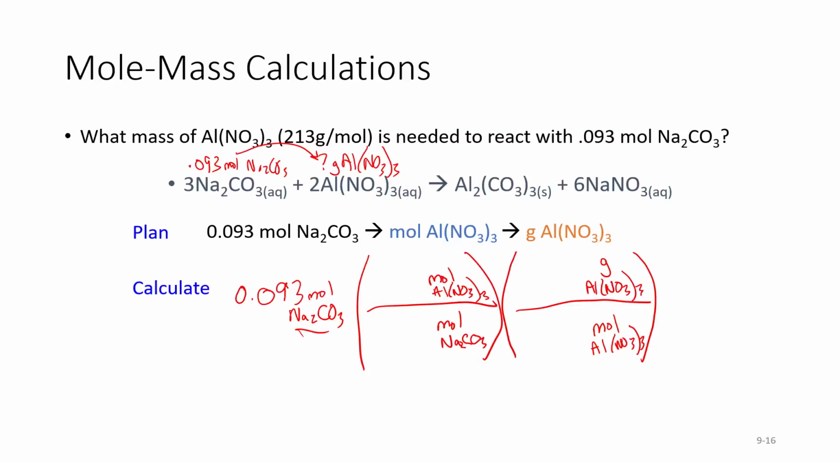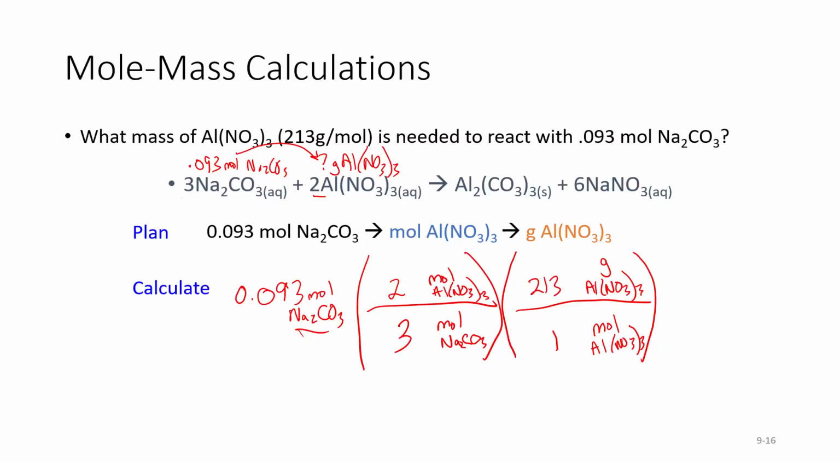Now we're going to fill in our conversion. So since this is the mole to mole ratio, we're converting between moles of different substances, we can use the coefficients. So there's a number 2 in front of aluminum nitrate, and there's a number 3 in front of sodium carbonate. Now here we're converting between moles and grams of the same substance. So we're going to use our standard conversion factor of 1 mole is equal to the mass from the periodic table. They're providing that mass is 213 grams.